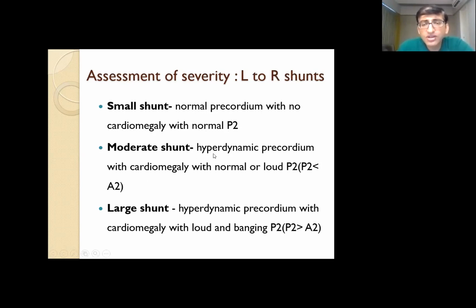In a moderate shunt, you will have features of hyperdynamic precordium and cardiomegaly, but the second heart sound will not be very loud. It may be loud, but P2 will be less than A2. In a large shunt, you will have cardiomegaly, hyperdynamic precordium, and P2 will be loud and banging, even louder than A2. So in general, when you don't have cardiomegaly, it's a small shunt. When you have cardiomegaly with loud P2, it is a large shunt. Normal P2 or a slightly loud P2 would be a moderate shunt.